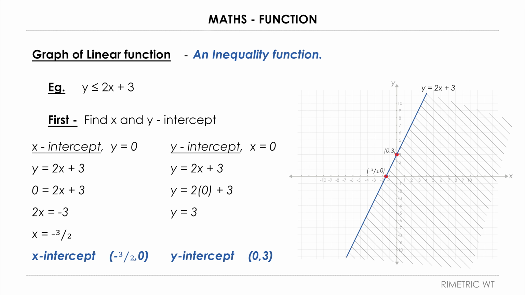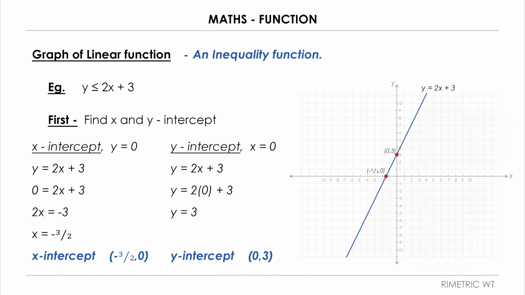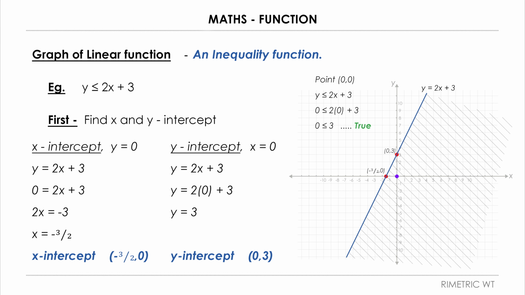We can take any point from below to verify the area, whether it satisfies the function or not. Let's take the origin, for example, since it is found below the graph. When we substitute 0, 0 in the function, it will be 0 less than or equal to 2 times 0 plus 3, which results in 0 less than or equal to 3, which is true. Therefore, the area below the graph indeed satisfies the function.